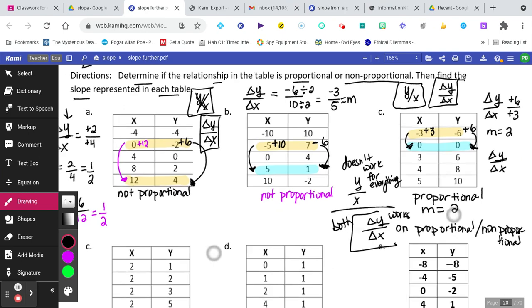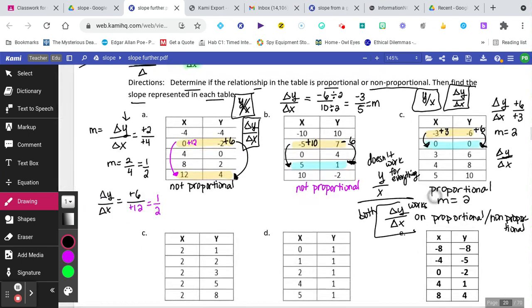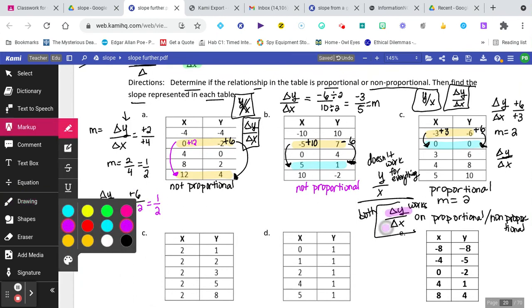So instead of me trying to determine whether these tables are proportional or non-proportional, how about I just keep using the change of y over the change in x, because it works on proportional and non-proportional. So that's what I think I'm going to do, okay? That's what I suggest you do. Don't try to figure out whether it's proportional or non-proportional. Just use the change of y over the change in x for any table.